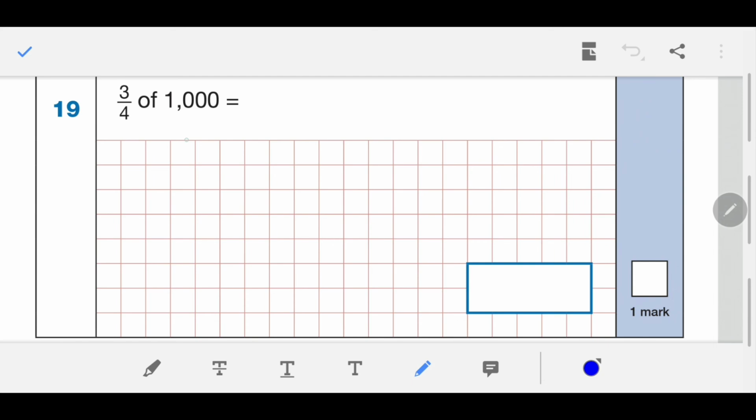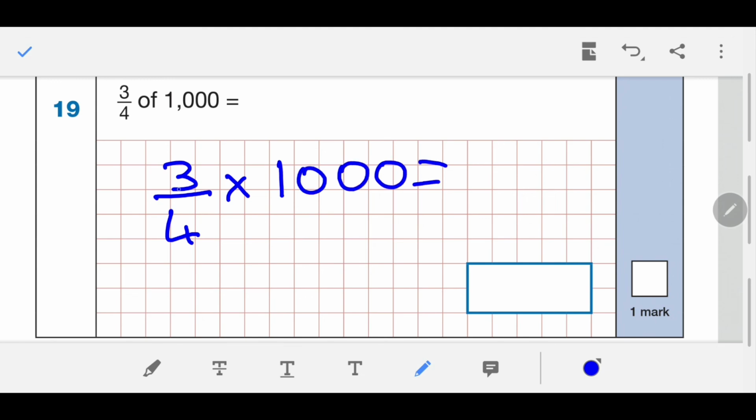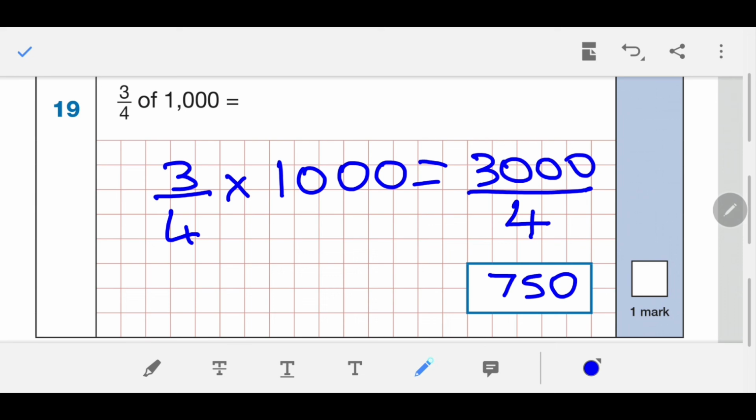Question number 19. 3/4 of 1,000. To work this out, you could probably do that in your head straight away, and that would be a simpler method. If you are doing a written method, then it would be 3/4 multiplied by 1,000. The 3 times 1,000 is 3,000 over, and the denominator stays the same, 4. So 3,000 divided by 4 should give you an answer of 750.